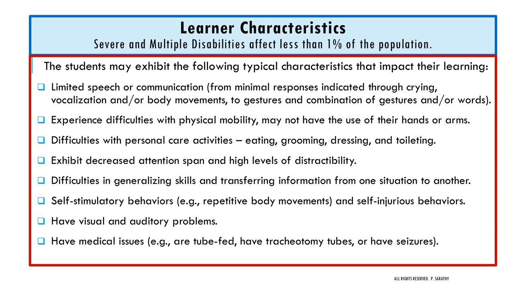And what are some typical learning characteristics that children with severe and multiple disabilities may exhibit? Not that all of the children with severe and multiple disabilities will have the same kind of characteristics, but they may share some common characteristics, and they are also going to have some distinctive, individualized characteristics. And this is a fairly small population, about 1% of the special ed population.